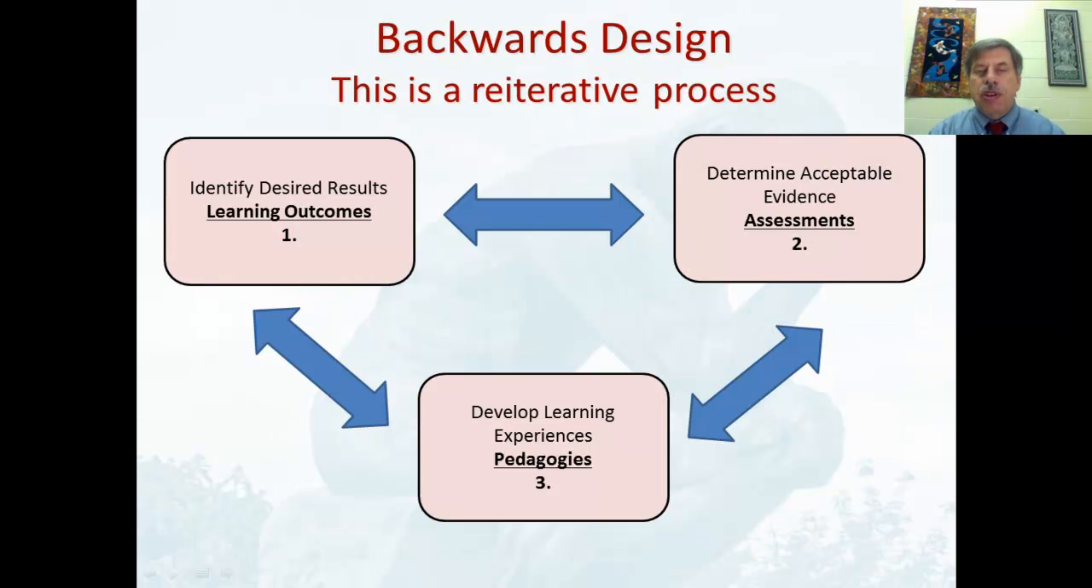Let me finish up and summarize. What we talked about was backwards design. It contains 3 components. We determine learning outcomes, what we want our students to be able to know, do, or appreciate. We ask, what would be the evidence that students have accomplished this? And then we use those 2 to think about the pedagogies of the learning activities that will help them achieve the learning outcomes and be successful on the assessments. We try this, we work on it, and then we go back and refine, and that's the reiterative process.